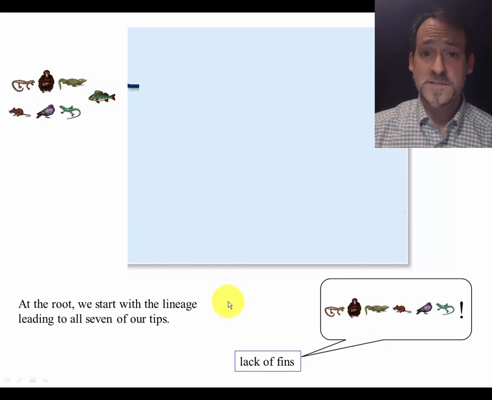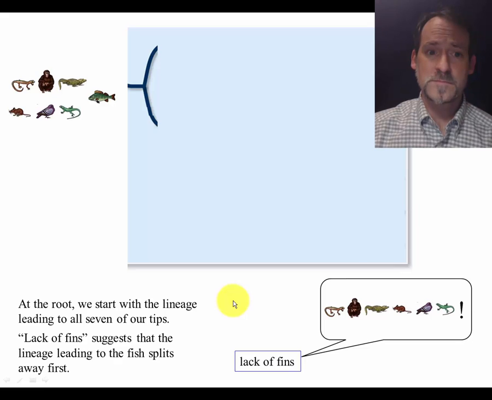What that implies is that down here at the root of the tree, there was a split, and that the fish split one way, the lineage leading to the modern fish split one direction, and the lineage leading to these species went the other direction.